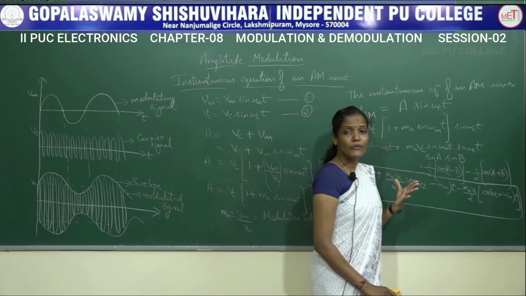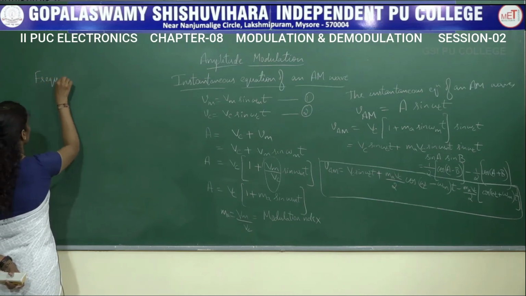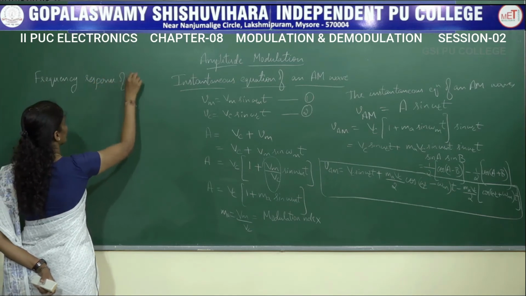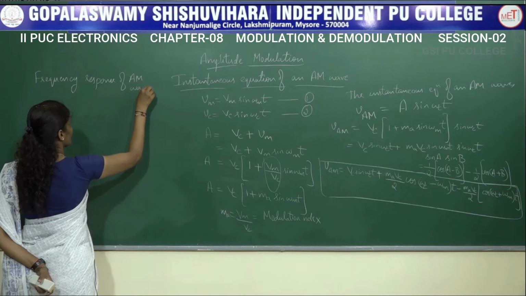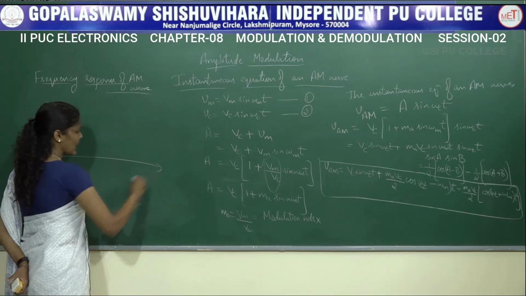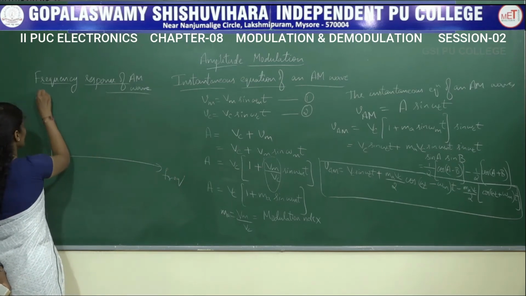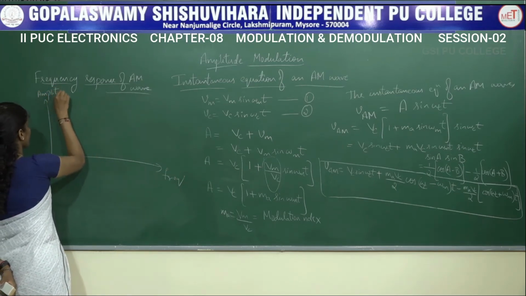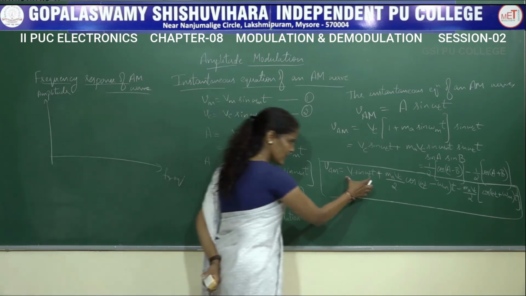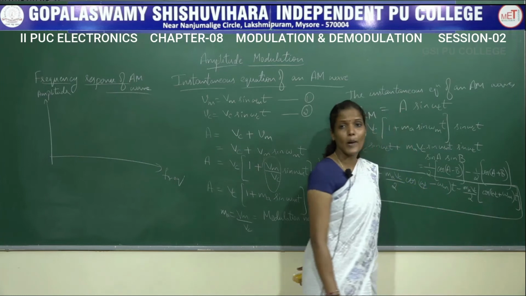Let us try to draw the frequency response of this particular equation. Frequency response of AM wave. Frequency response is nothing but a graph of frequency versus amplitude. Here we are having 3 different components. One is called the carrier component, this is called the lower sideband component, and this is called the upper sideband component.